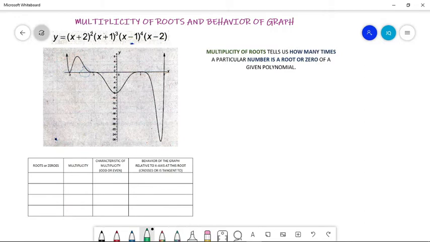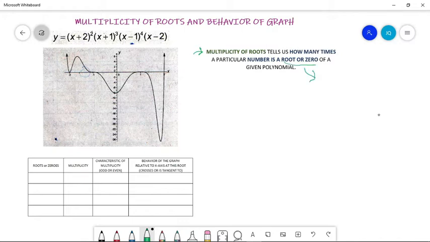So going back, let us now do this activity so we would know the effect of multiplicity of roots to the graph of a polynomial function. But before that, let us first define what multiplicity means. According to the book here, we have the definition. Multiplicity of roots tells us how many times a particular number is a root or zero of a given polynomial.